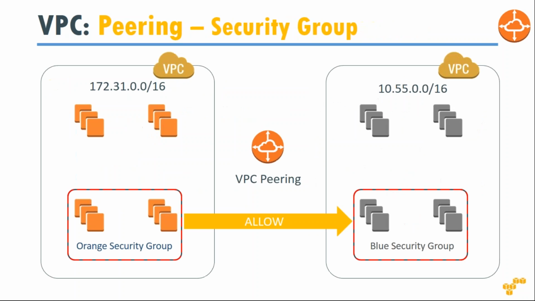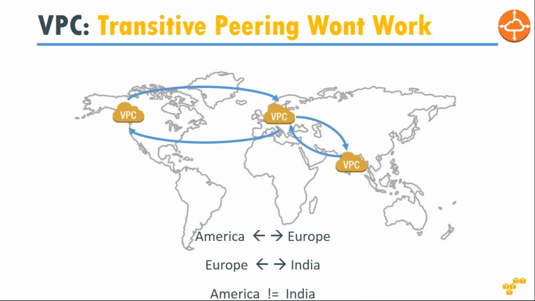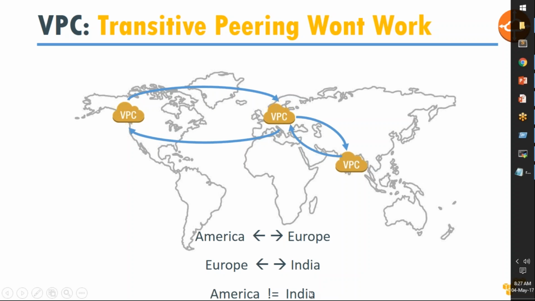VPC peering. That is one interesting thing I wanted to show you. This slide is called transitive peering. Initially I showed you America to Europe working. You can have a number of peerings, one-to-one mapping. And you have Europe peered to India now. So as shown at the bottom, America to Europe will work and Europe to India will work. But if you try to connect from America to India directly, it would not work.